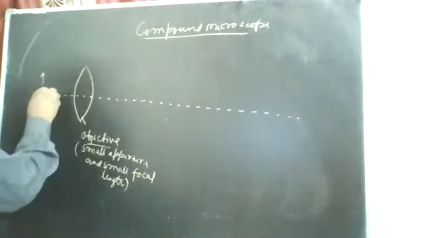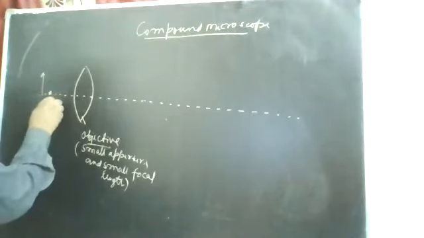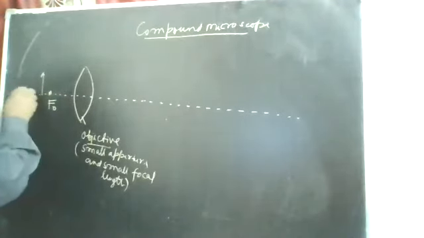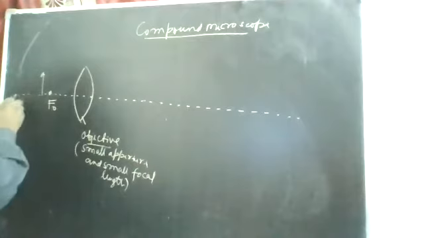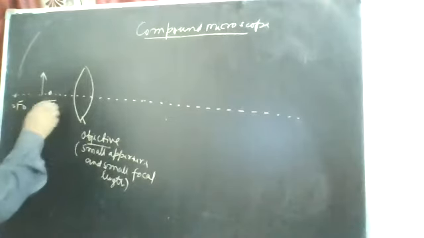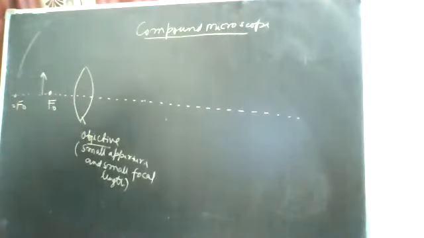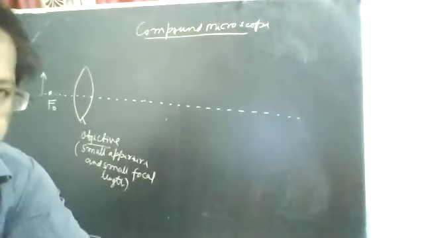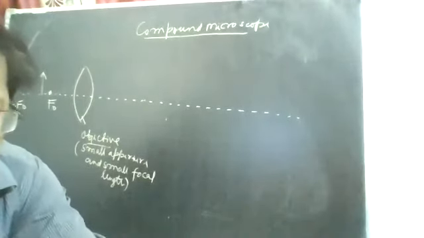This is the focus point of the objective lens, and this is the 2F of the objective lens. We have to keep the object between 2F and FO. FO is the focus point of the objective lens.